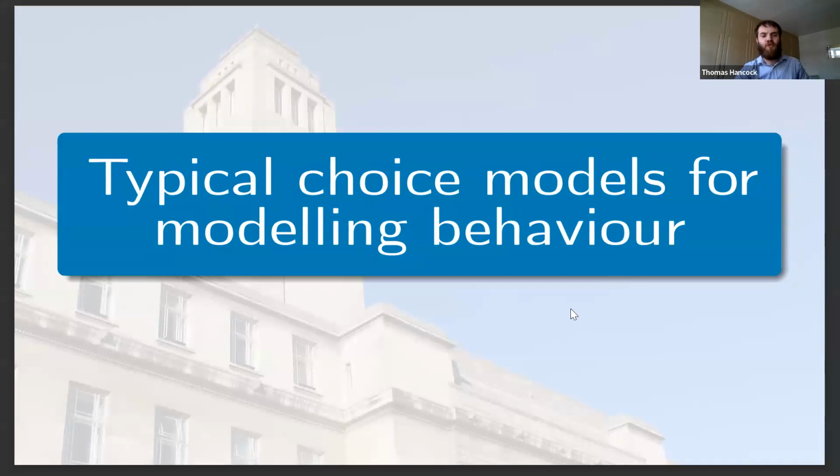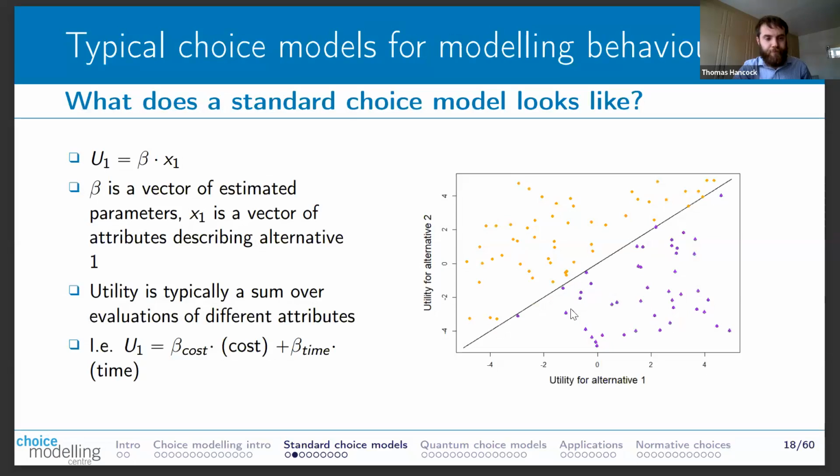So a bit about typical choice models for modeling behavior. Typically we have utility for each alternative. So here the utility for the first alternative is going to be beta, which is a vector of estimated parameters, and x1 is a vector of attributes describing alternative one. So for example, the utility of the first alternative could be the value of cost multiplied by the cost for alternative one plus the value of time multiplied by the time of alternative one. And utility is typically represented this way as a sum of evaluations of different attributes.